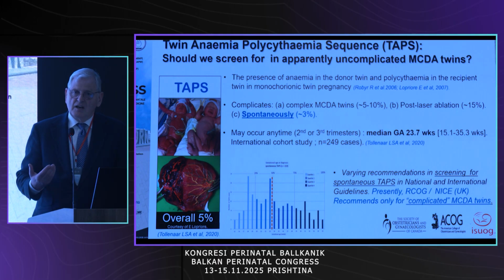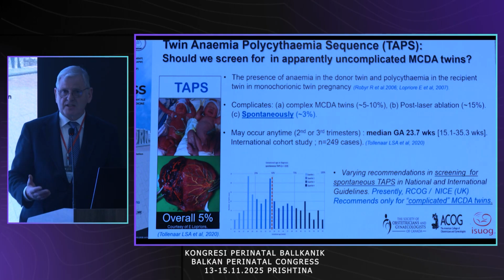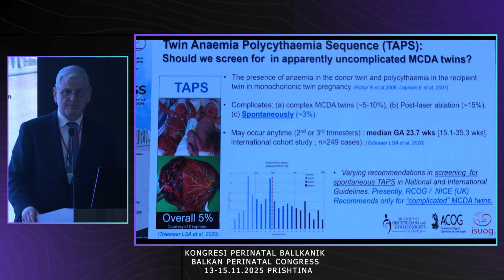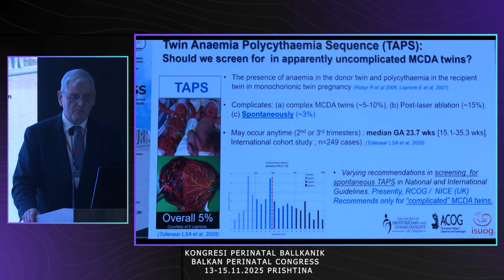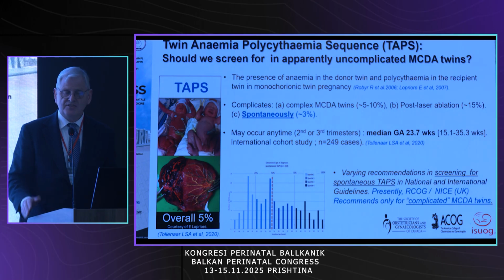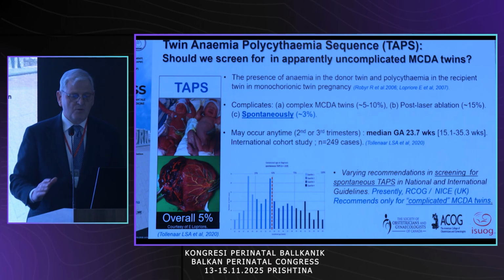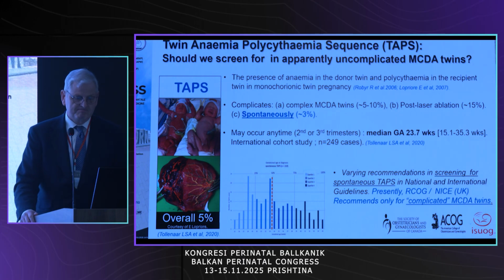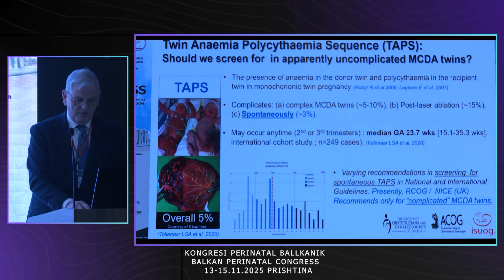It can occur more commonly in complex monochorionic twins with selective growth restriction, for instance, post-fetoscopic laser ablation in nearly 15% of cases, but spontaneously in uncomplicated monochorionic twins in 3%. And although it can occur at any gestation, it occurs with a median at nearly 24 weeks of gestation. And there are varying recommendations for screening for this around the world.